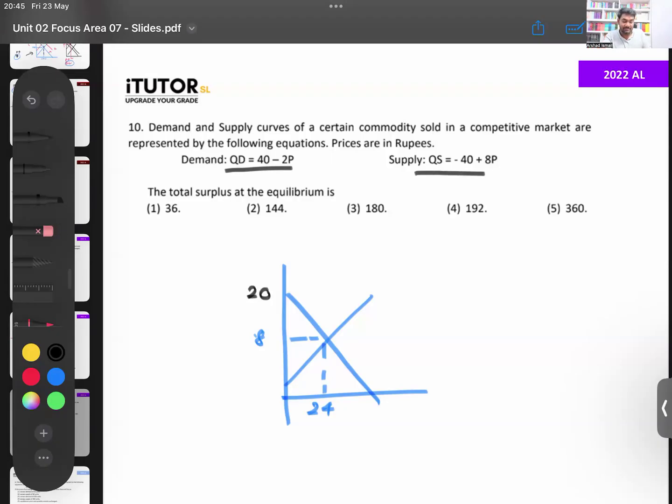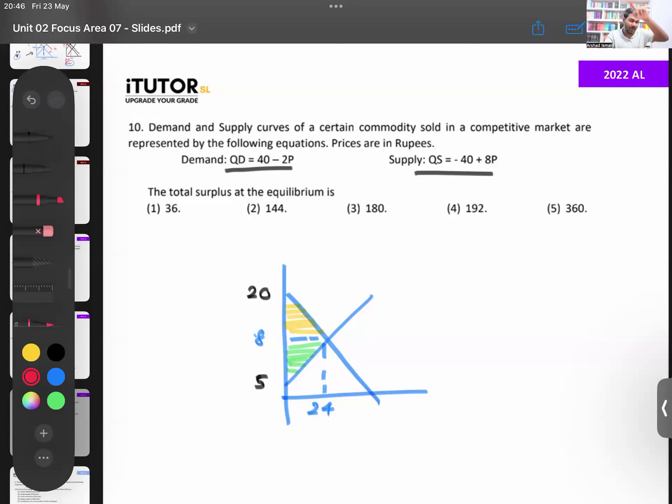How much is the minimum supply price? Price when QS equals 0. That is a 5. Okay, so now you have all the information. So this is consumer surplus. This is producer surplus. You add both together, you get total economic surplus.